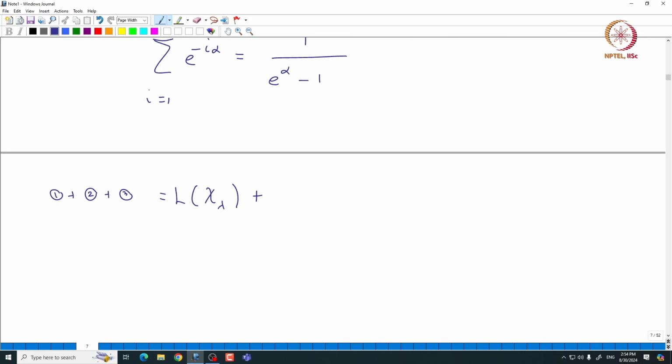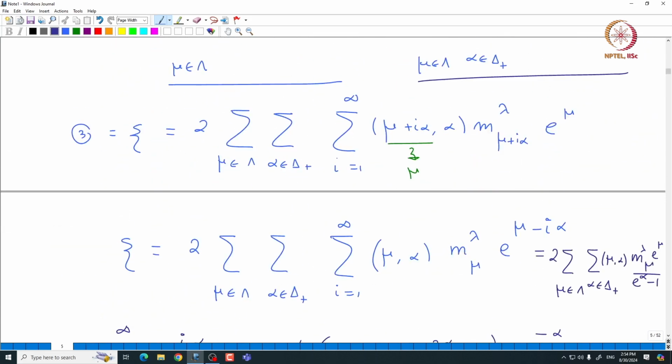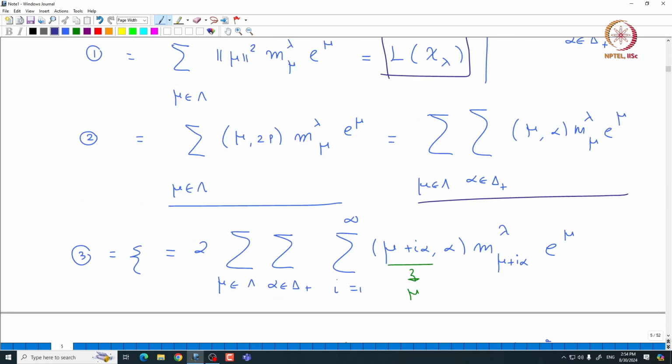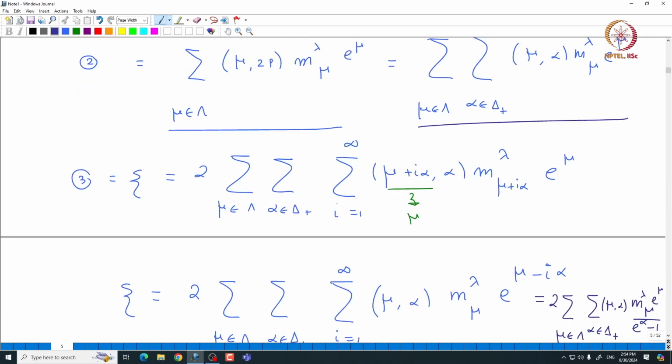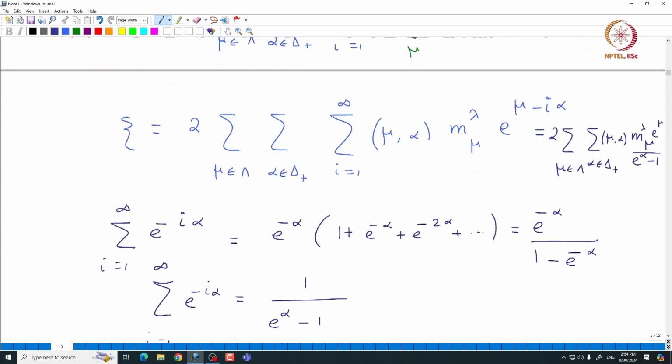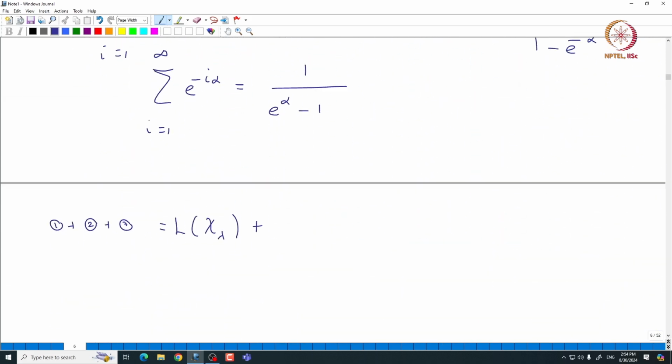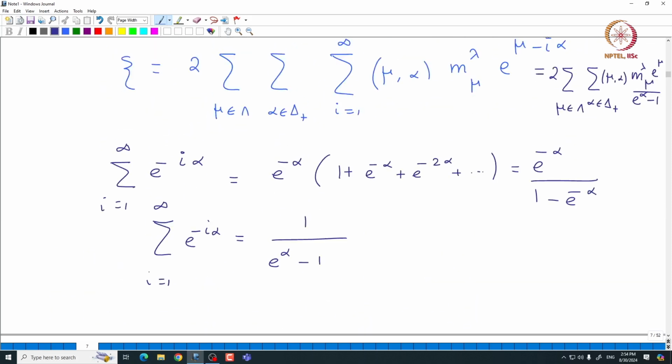The second sum is nothing but summation mu in lambda, summation alpha in delta plus mu alpha m mu lambda e power mu. So, summation mu in lambda, summation alpha in delta plus mu alpha m lambda mu e power mu. So, this is the second sum.